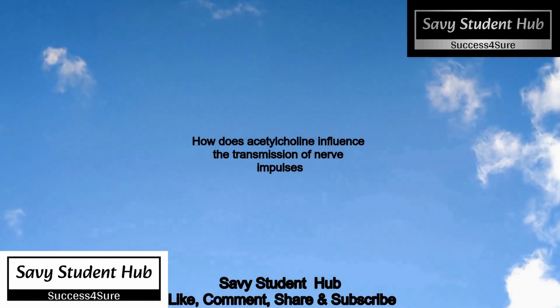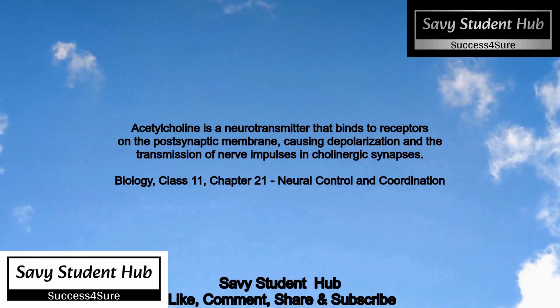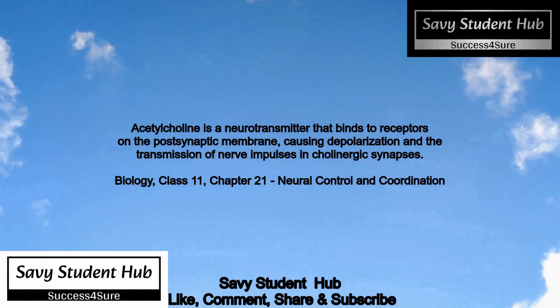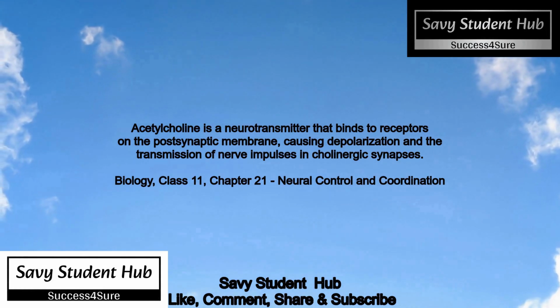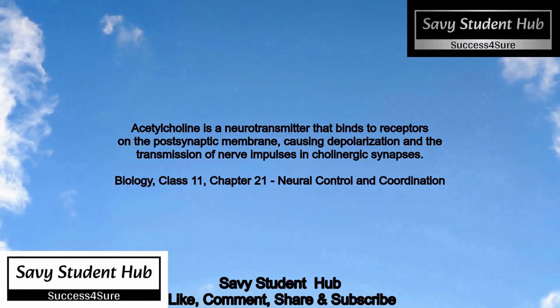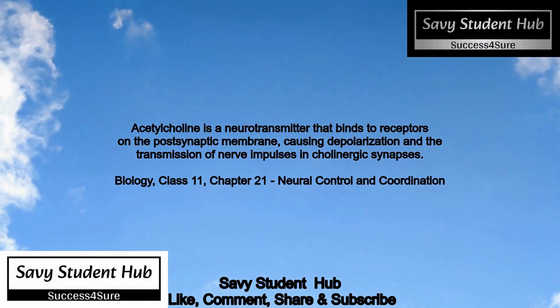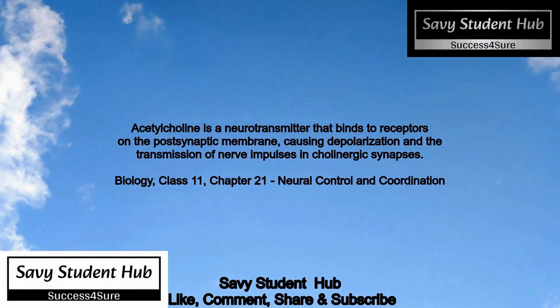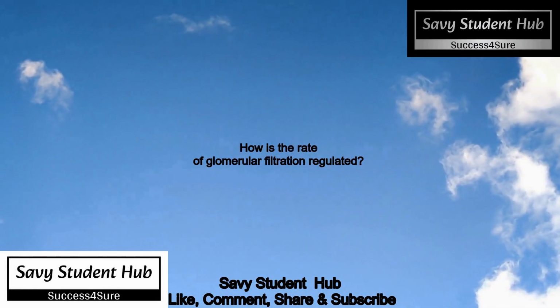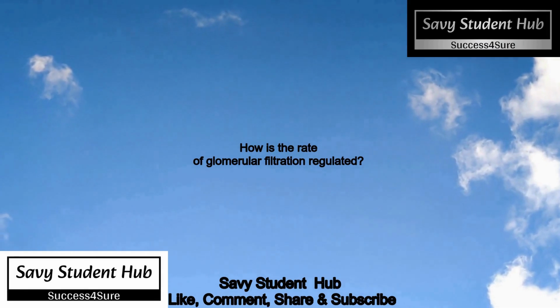How does acetylcholine influence the transmission of nerve impulses? Acetylcholine is a neurotransmitter that binds to receptors on the postsynaptic membrane, causing depolarization and the transmission of nerve impulses in cholinergic synapses.